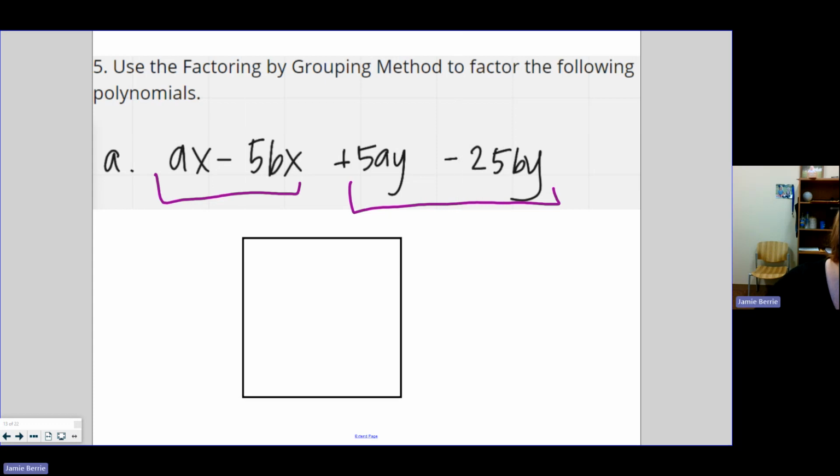Goodness, let me see if I can make this a solid. Naturally, it doesn't want to work for me.